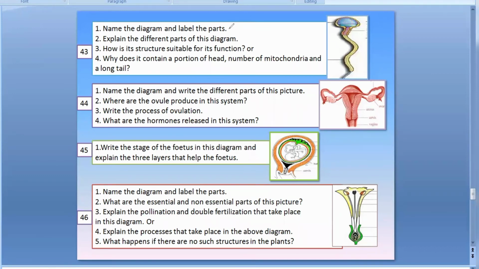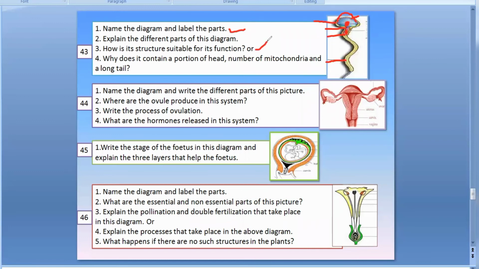So now, name the diagram and label the parts. This is the human sperm diagram. It consists of four major parts: tail, middle piece, neck, and head. The head has a sharp point called the acrosome. Inside it a nucleus is present, and the middle piece, which includes the neck region, has mitochondria.